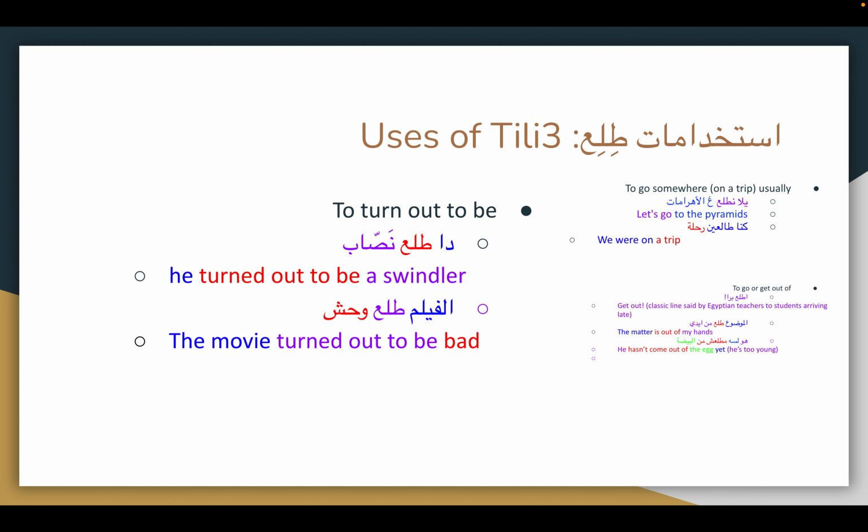And we have الفيلم طلع وحش. The movie or the film turned out to be bad, وحش. And you'll hear this usage a lot. It's super common. If you look it up in the app Egypto Contexto طلع, a lot of the usages that you see will be this turned out to be. So, that's confusing if you only knew طلع as the verb to go up.